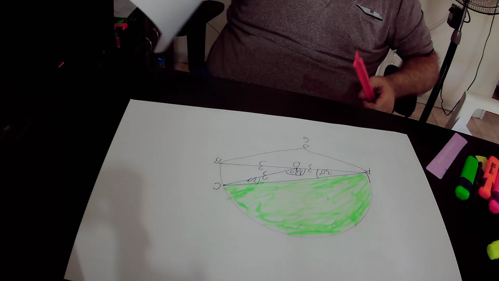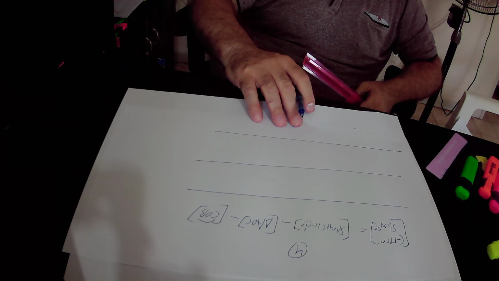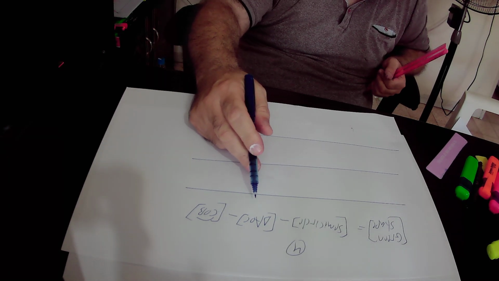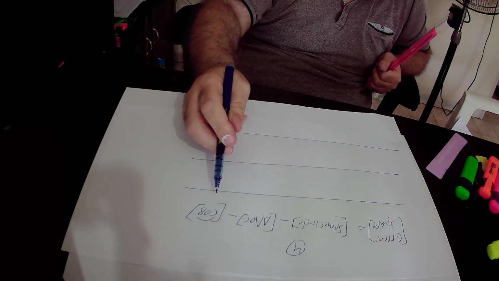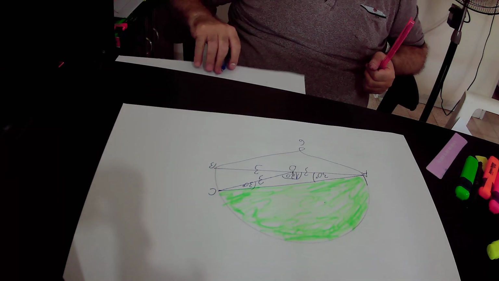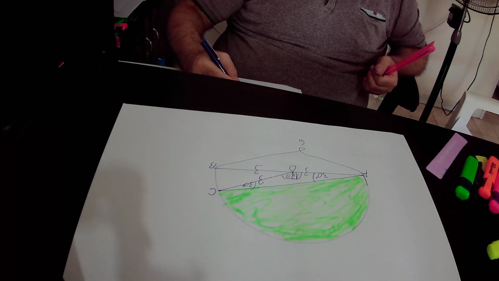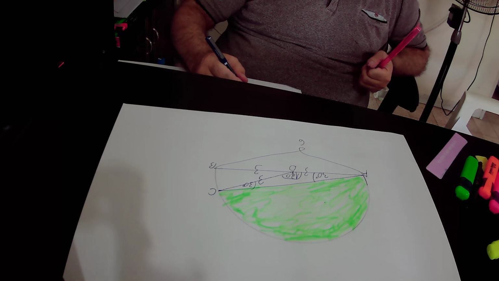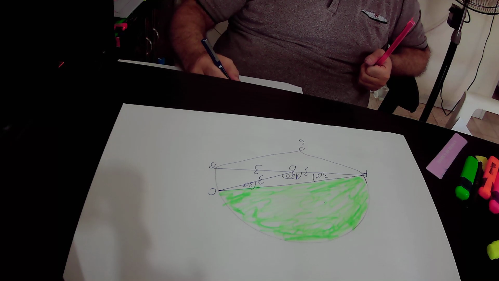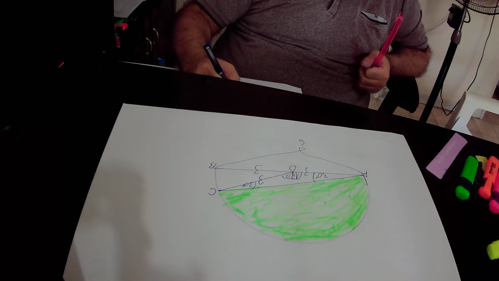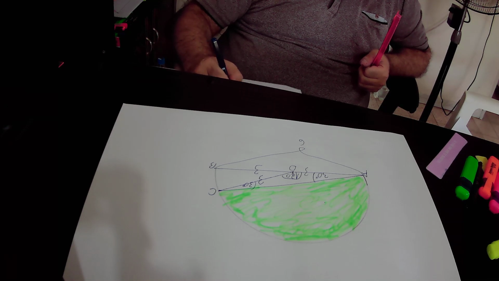Repeat again, the area of the green shape equals the area of the semicircle minus the area of triangle AOC minus the area of sector COB. Okay. What is the area of the semicircle? The area of the semicircle equals the area of the circle over 2. That is to say, it will be equal to pi r squared over 2.